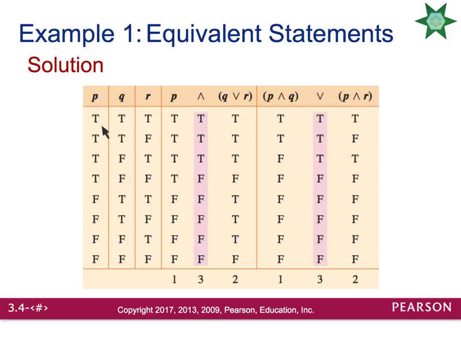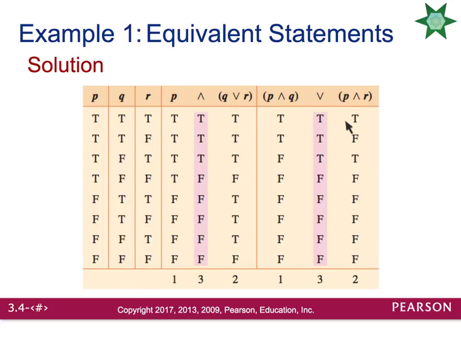P and R: 2 trues, true. True, false gives us false. True, true gives us a true. True, false gives us a false. False, true, false. False, false, false. False, true gives us false. And then false, false gives us a false again. Okay, so now we have P and R.